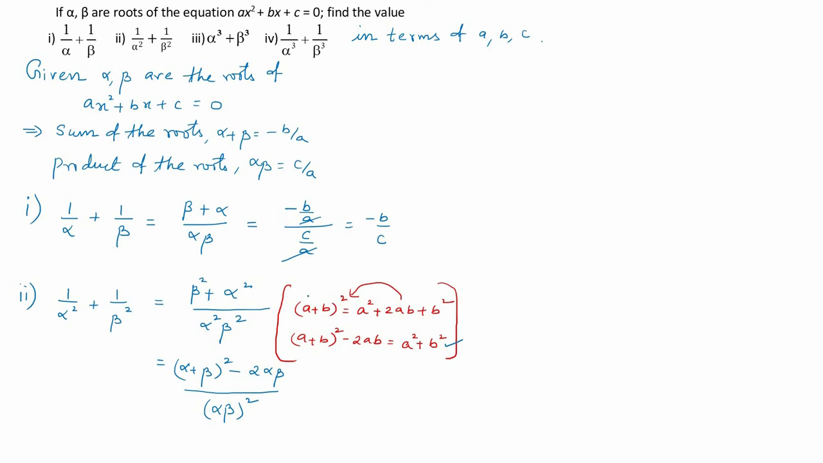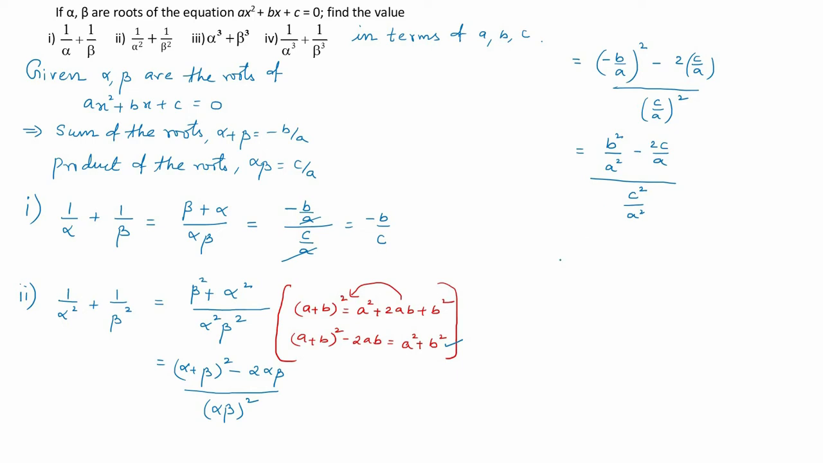Now we can substitute the values of each and every term here. α + β we know is −b/a, whole square, as it is. 2 into αβ is c/a, divided by (αβ) whole square, that is (c/a) whole square. So minus, when you square, will become plus. Each term you have to square, numerator as well as denominator: minus 2c/a divided by c²/a².